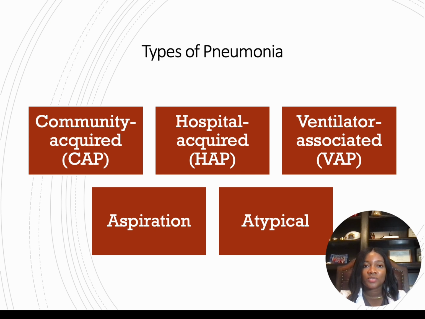There are different types of pneumonia. Classification matters because it determines likely pathogens and antibiotic choice. Community-acquired pneumonia is the most tested on NP exams, but you also have aspiration and atypical. But you need to remember hospital-acquired pneumonia and ventilator-associated pneumonia involve more resistant organisms.